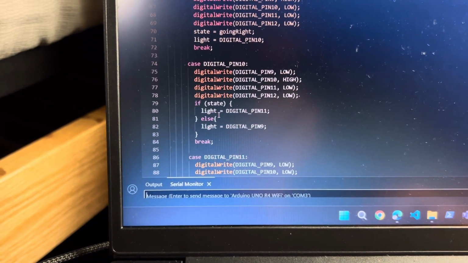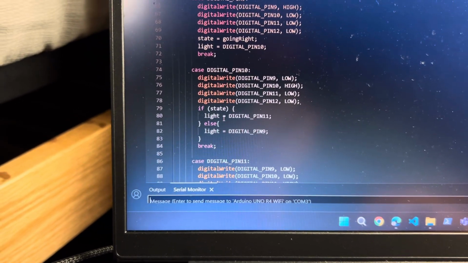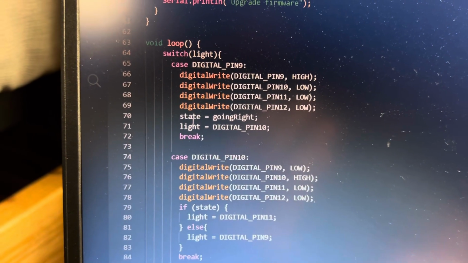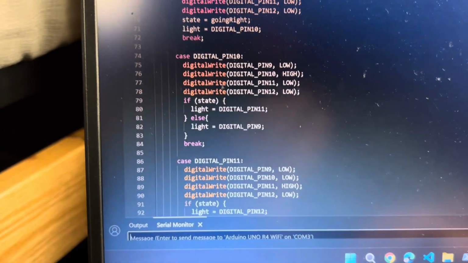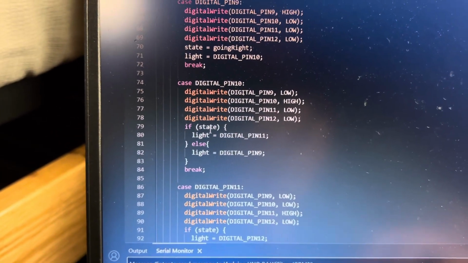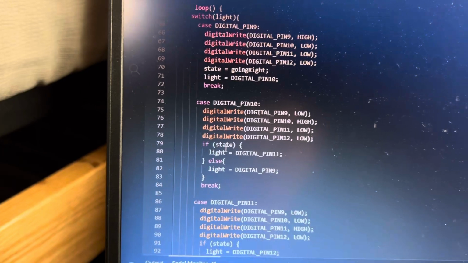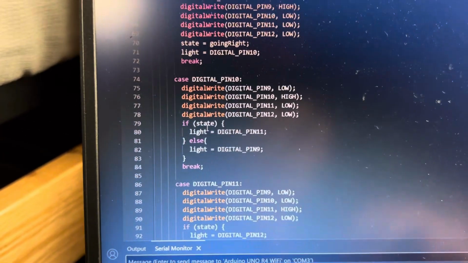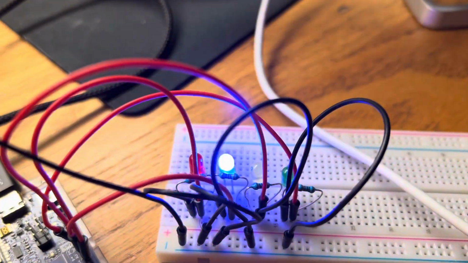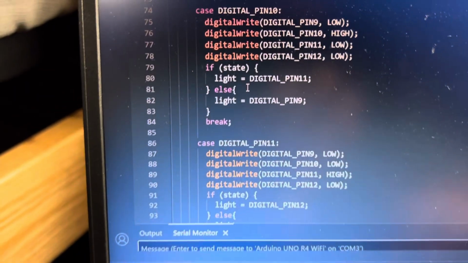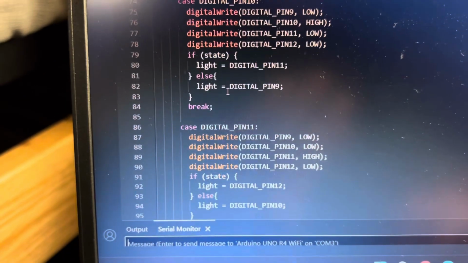The state is tracking which direction is currently being sent in. So in 9 it sent it right, but in 10 it could be either going left or right, so we have to check it. And if the state is right, then we go over to 11, which is the yellow one. Otherwise it is going left, and we go back over to red.